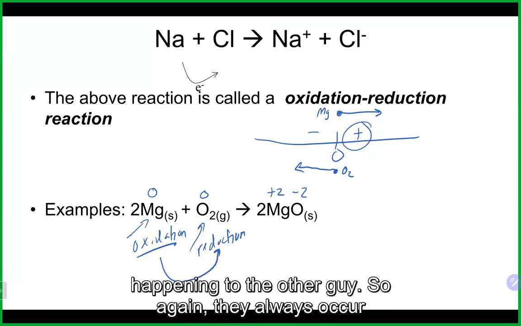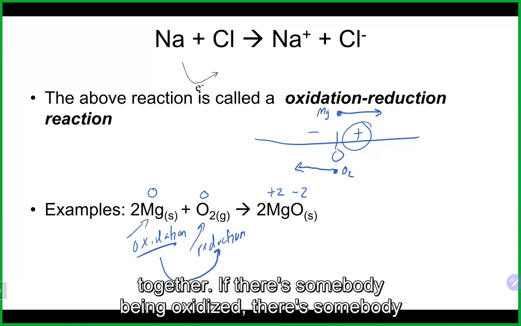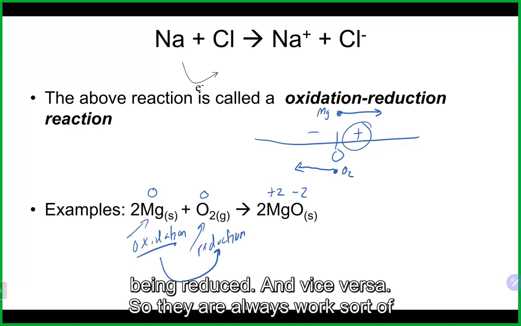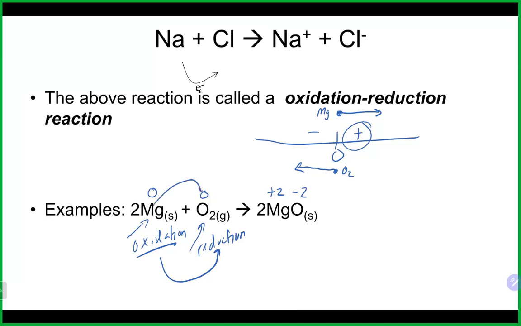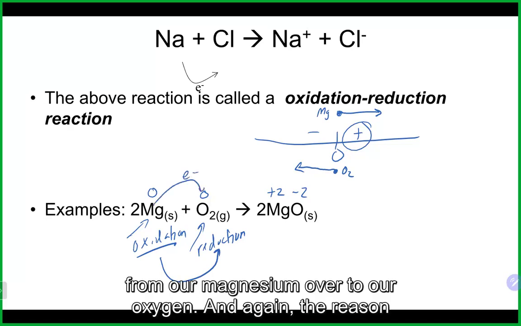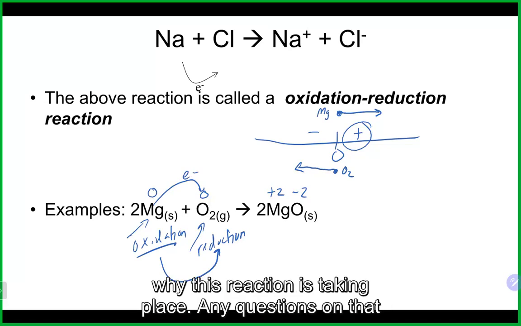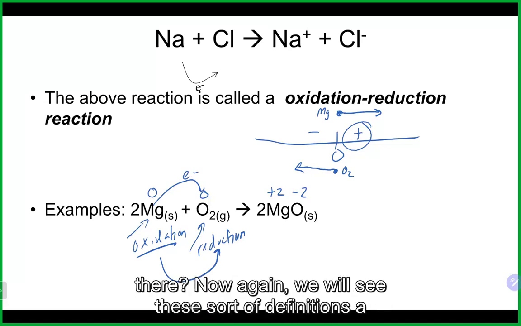So again, they always occur together. If there's somebody being oxidized, there's somebody being reduced, and vice versa. So they always work together. Once again, this is our electron transfer happening from our magnesium over to our oxygen, and that's the reason why this reaction is taking place. Any questions on that there?